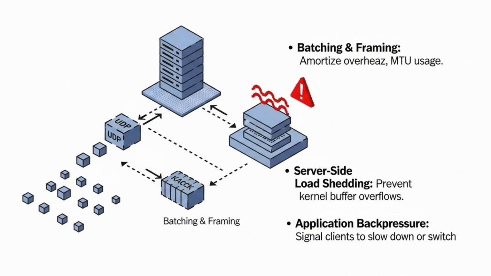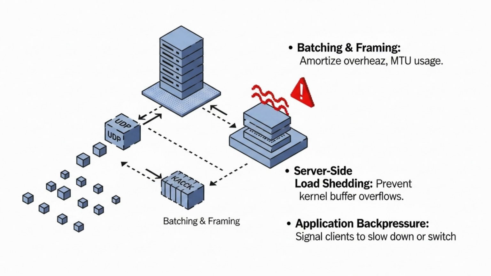The trade-off is that larger batches increase the blast radius of packet loss. Losing one large packet means losing many events. Benchmarking often shows 10 to 15 messages per packet as optimal for typical log sizes. Second, server-side load shedding is critical. High-throughput UDP servers can overwhelm the kernel's receive buffer, silently dropping packets before your application even sees them. You must proactively tune your operating system's UDP receive buffer size, for example, increasing net.core.rmem_max on Linux.